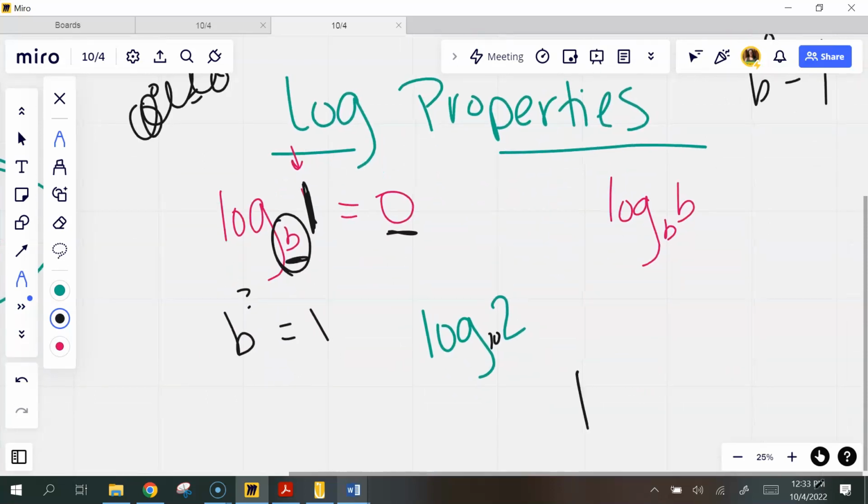So what log base 12 of 1 is 0. Always. Because you're raising it to the 0 power. And anything to the 0 power is 1.